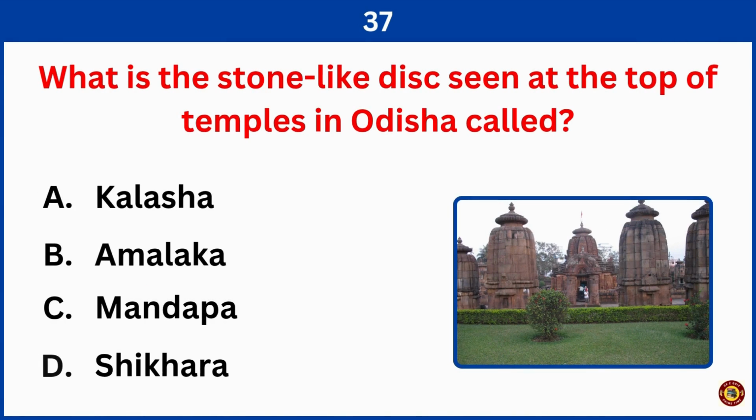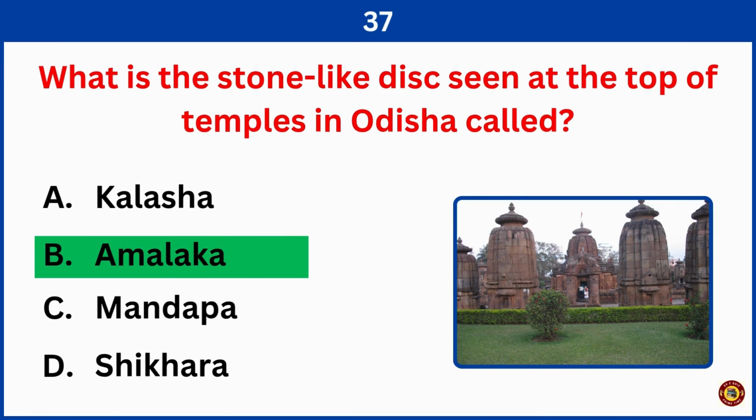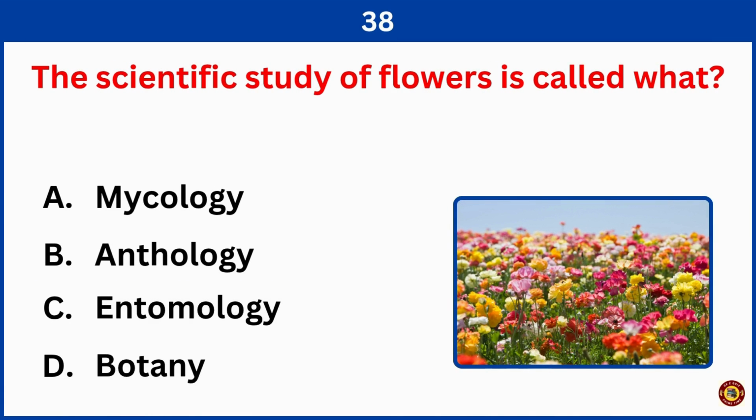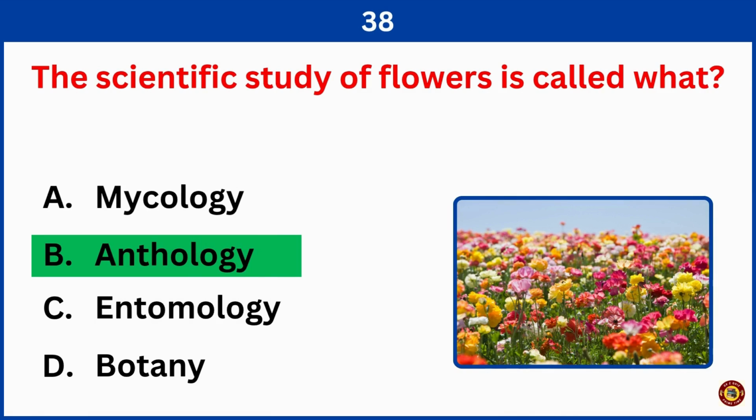What is the stone like disc seen at the top of temples in Orissa called? Correct answer is option B, Amalaka. The scientific study of flowers is called what? Right answer is option B, anthology.